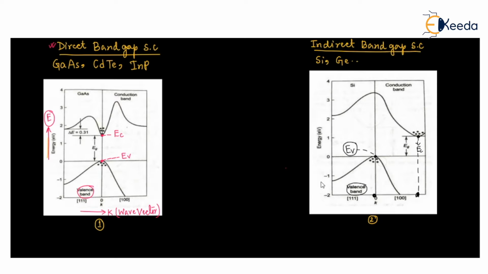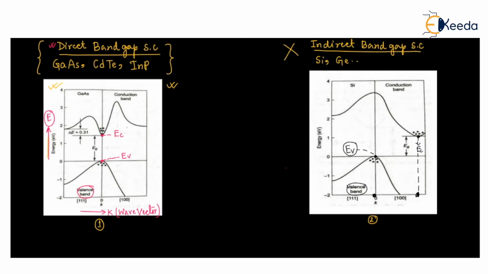Now for the fabrication of gallium arsenide, we have to use a direct band gap semiconductor. We cannot use an indirect band gap semiconductor. That means an indirect band gap semiconductor is of no use in the case of gallium arsenide. So let us see some detail about the direct band gap semiconductor.